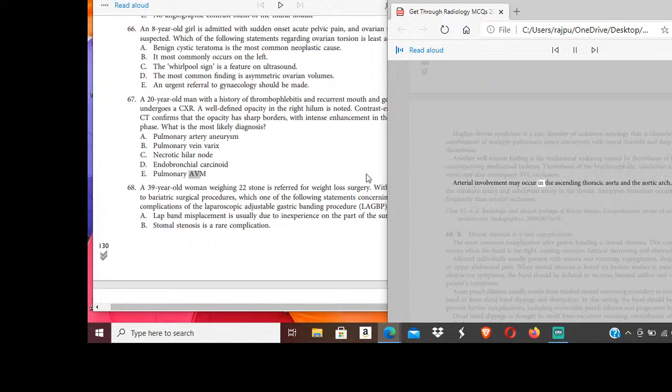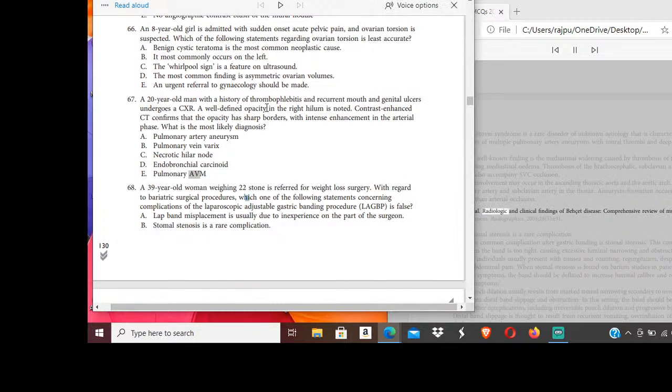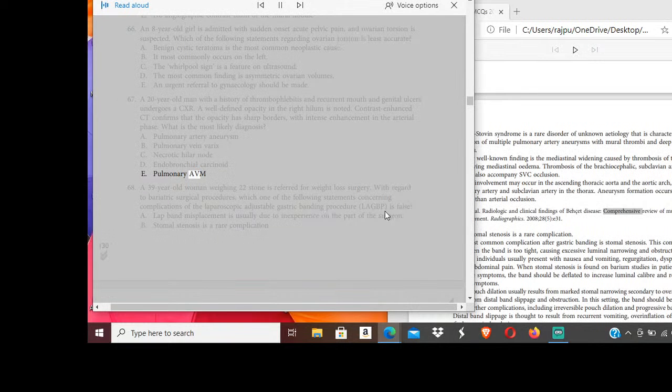Arterial involvement may occur in the ascending thoracic aorta and the aortic arch, as well as in the coronary artery and subclavian artery in the thorax. Aneurysm formation occurs more frequently than arterial occlusion. Chae EJ, et al. Radiologic and clinical findings of Behçet disease: comprehensive review of multisystemic involvement. Radiographics. 2008; 28: 31.